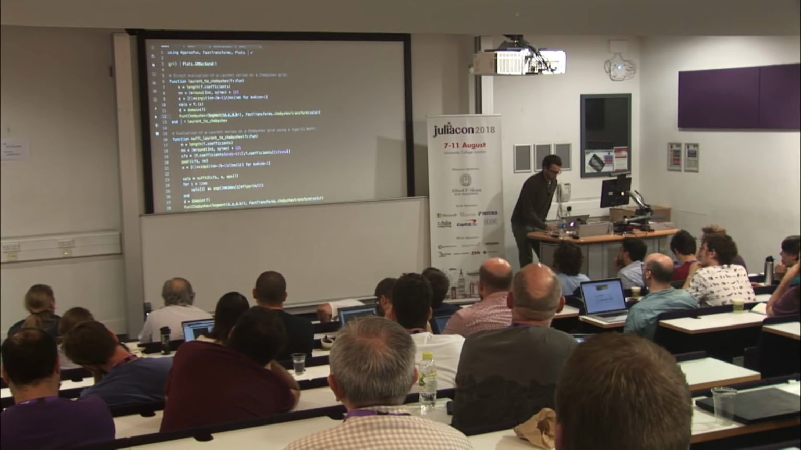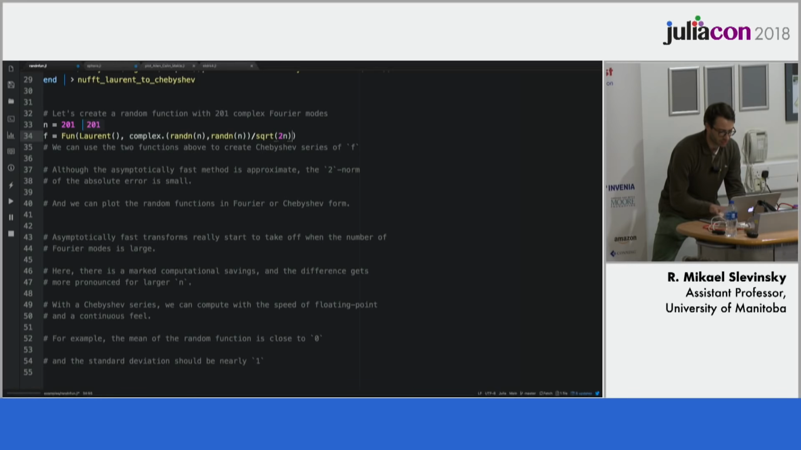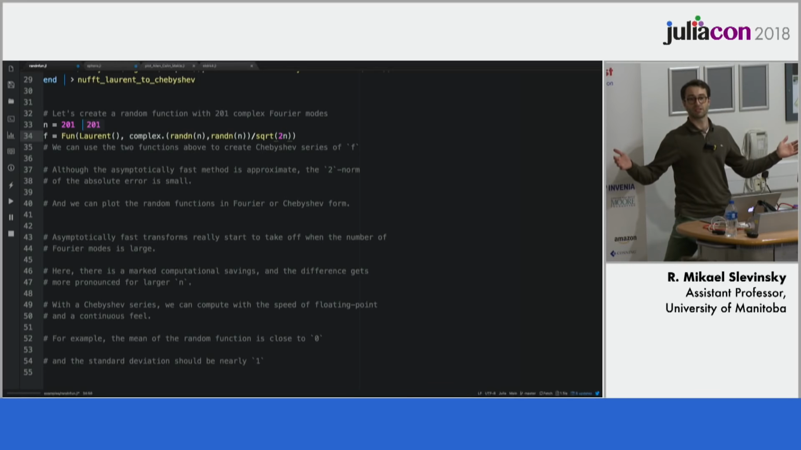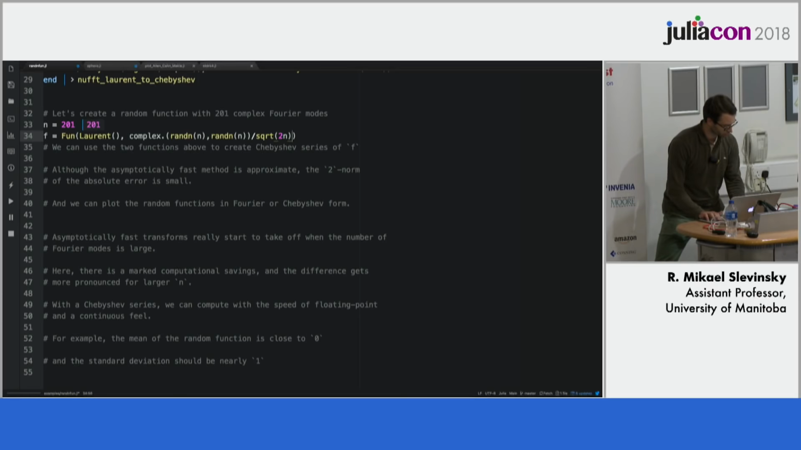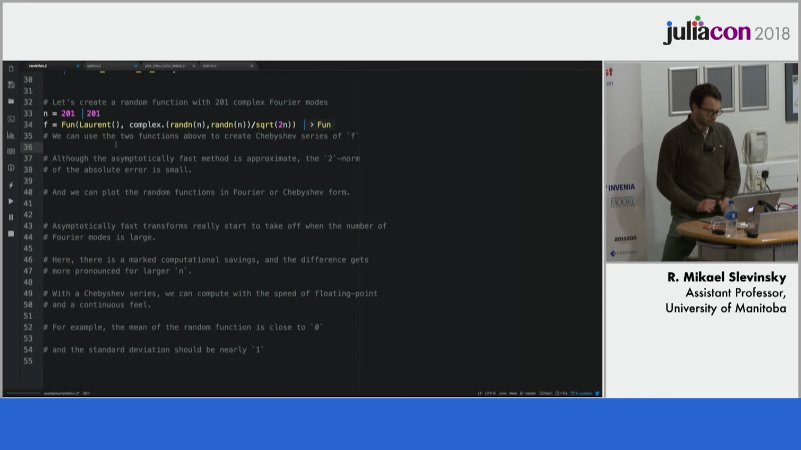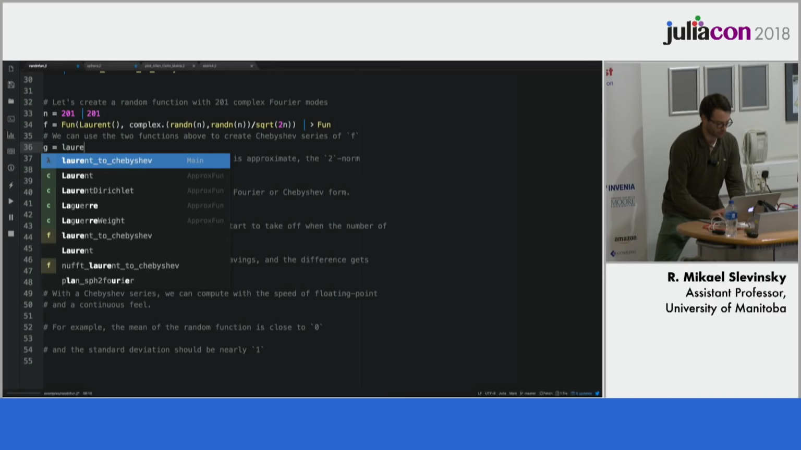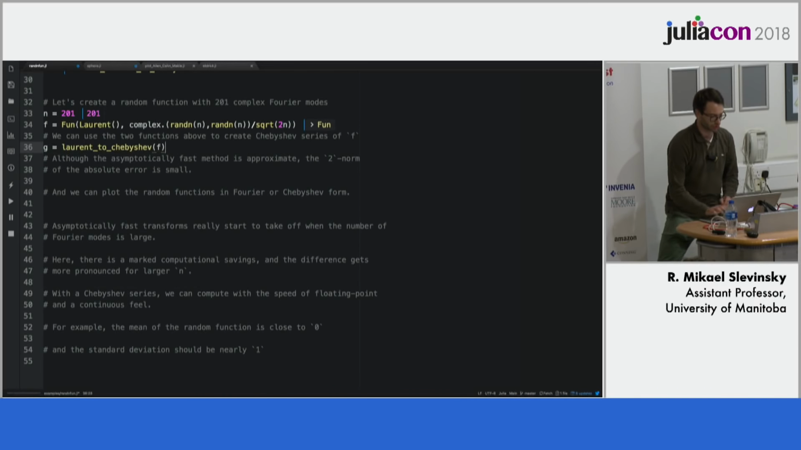We'll use n of them, and then we'll go rand n. And then we'll divide by that scaling, which is essentially related to the number of coefficients that we use, right? And divided by 2 because we're using complex in the square root, okay? And now what we can do is create g equal to Laurent. We'll just call that function, g is equal to Laurent to Chebyshev.